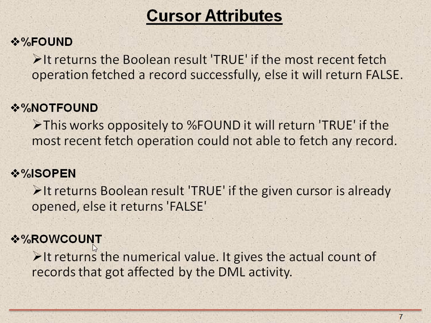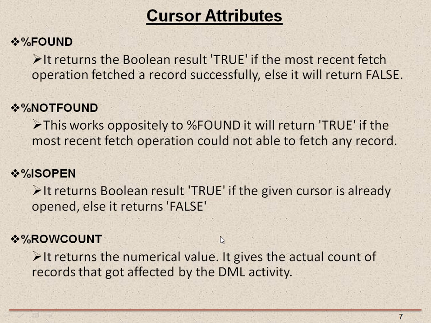And last is percentage row count. It returns a numerical value. It gives the actual count of records that got affected by the DML activity. So we can say it tells how many records the cursor will fetch. If we want that value, we can find it by percentage row count. So these are four attributes: percentage found, percentage not found, percentage is open, and percentage row count. Just remember that these four attributes are common for implicit cursors and explicit cursors also.